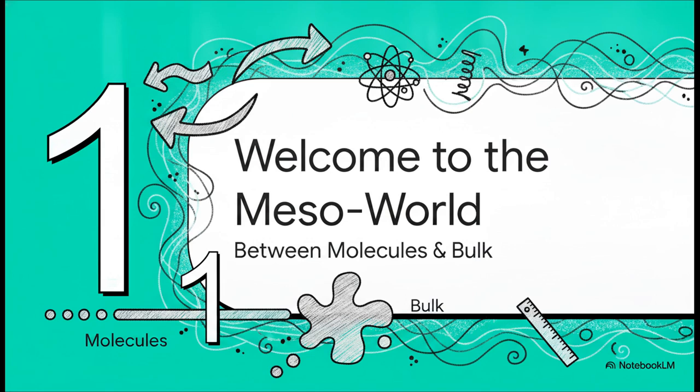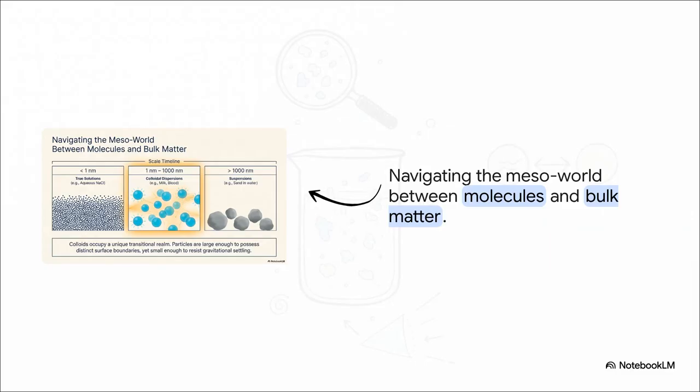All right, Section 1, welcome to the mesoworld. Let's figure out exactly where this invisible realm sits. So, positioned perfectly in this transitional realm, we find colloidal dispersions. If you look on the far left of the scale here, we have true solutions, right? Like salt water. Those particles are less than 1 nanometer, super tiny. Then on the far right, we have suspensions, like shaking up sand in water, where the particles are larger than 1,000 nanometers. Colloids exist precisely in the middle, between 1 and 1,000 nanometers.